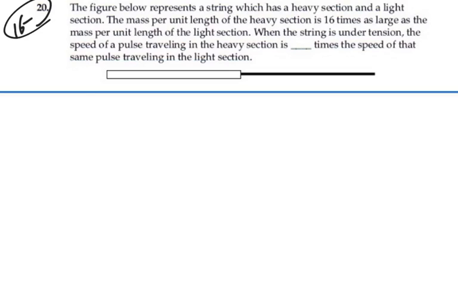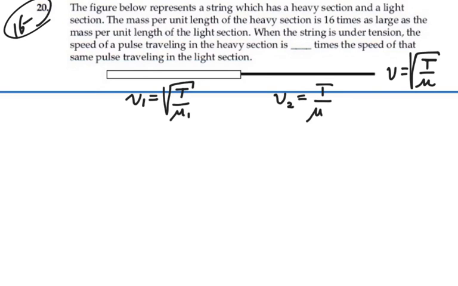Well, in general, the speed on any part of this string is equal to the square root of the tension over the mass per length. And we're going to presumably have the same tension all the way through, but the mass per length is going to be different. So in this first section, the speed is equal to the square root of the tension over the mass per length there, mu1. And in the second section, the speed is equal to the square root of the tension over the mass per length there, mu2. We're also told that mu1 is equal to 16 times mu2.